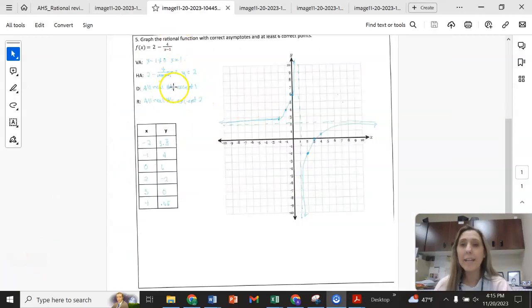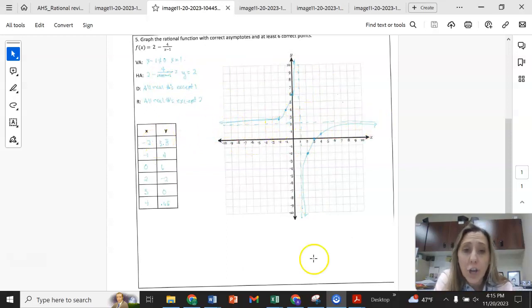Okay, so if you are looking at this, I found the vertical asymptote by taking that denominator, setting it not equal to 0, and I got 1, so I drew that in. Then I plugged in a really big number for my horizontal asymptote, and I got y was equal to 2, so I plugged that in. I drew in those dashed lines.